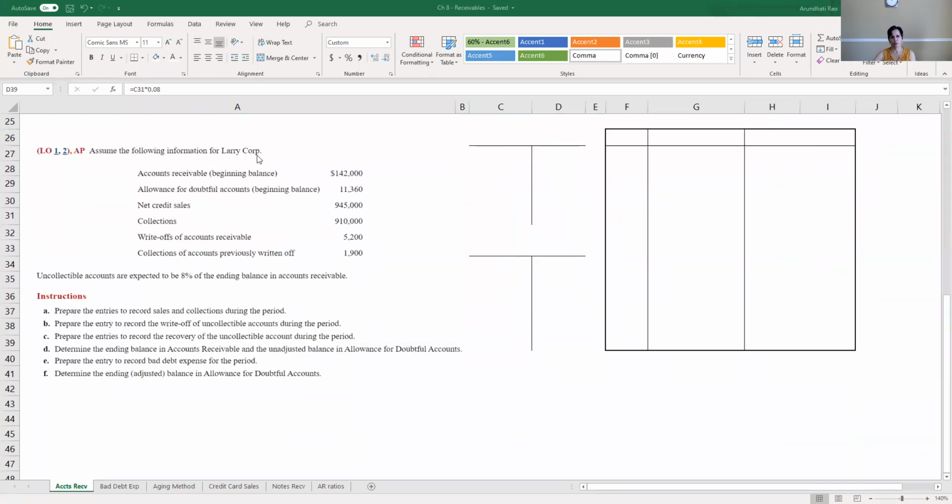In this case, we have Larry Corporation that has accounts receivable and allowance for doubtful account beginning balances. They've told us how much net sales have taken place, all credit during the year, how much of that we've collected. We wrote off some receivables. We collected on some receivables that were written off. And the last piece of information is uncollectible accounts are expected to be 8% of the ending balance of accounts receivable. So we will work through this by way of doing our journal entries, recording it in our journals. And we will also open the T account, only two of them, accounts receivable and allowance for doubtful account.